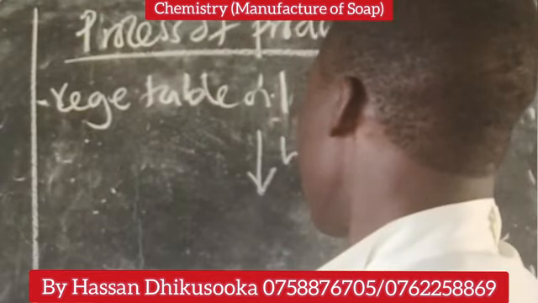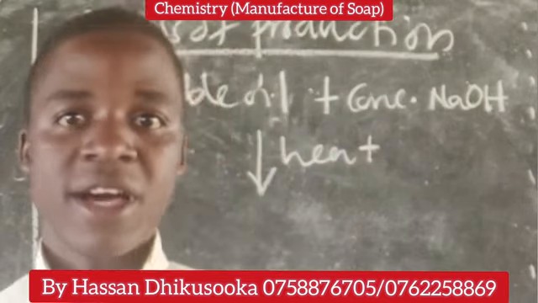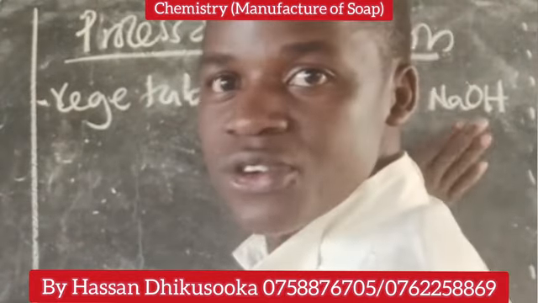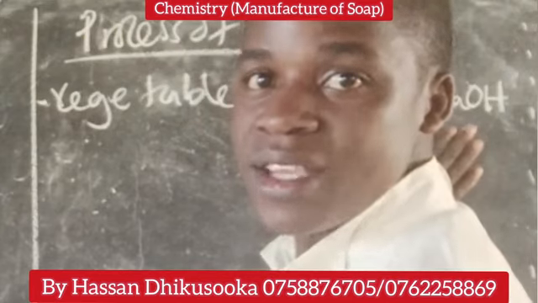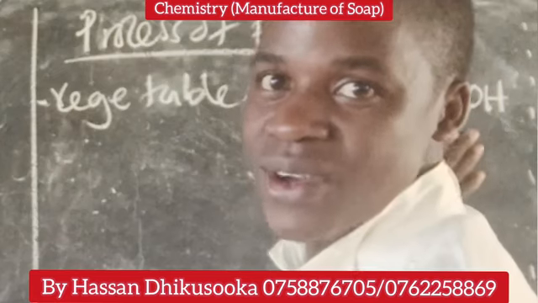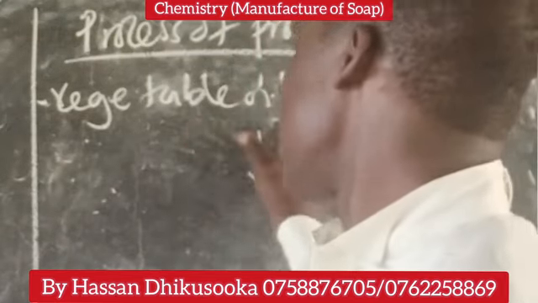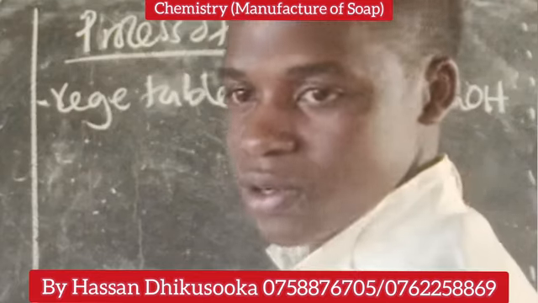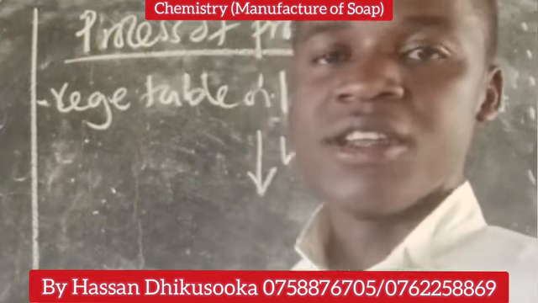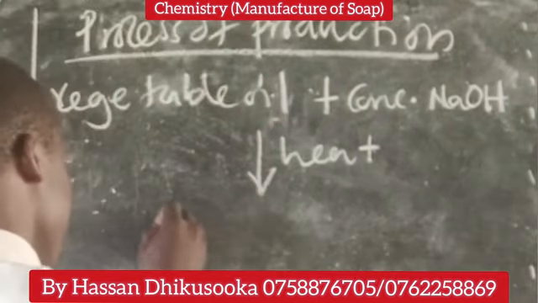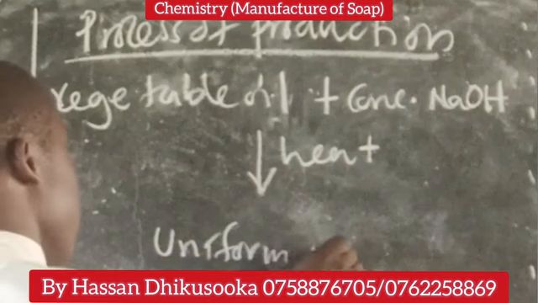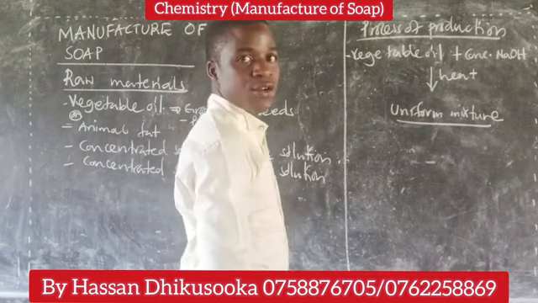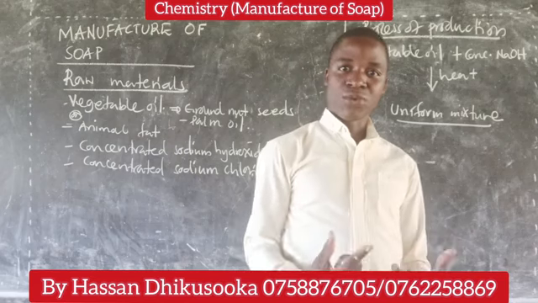So in this case, we are going to heat. Then after heating, what is going to happen? We shall heat until the vegetable oil dissolves in the sodium hydroxide solution, until a uniform mixture or a solution is formed. So the mixture is heated until the vegetable oil dissolves in the concentrated sodium hydroxide solution. Now, after dissolving, the uniform mixture you obtain at the end, you can allow it to cool a little bit.